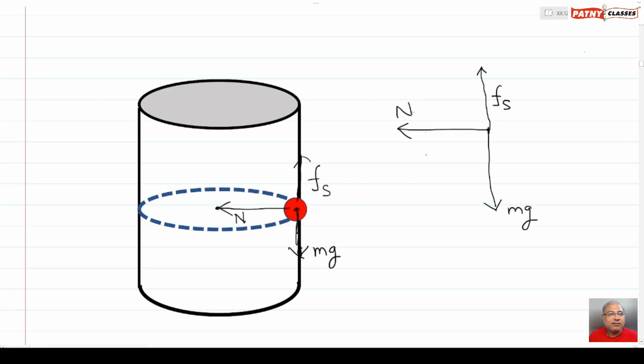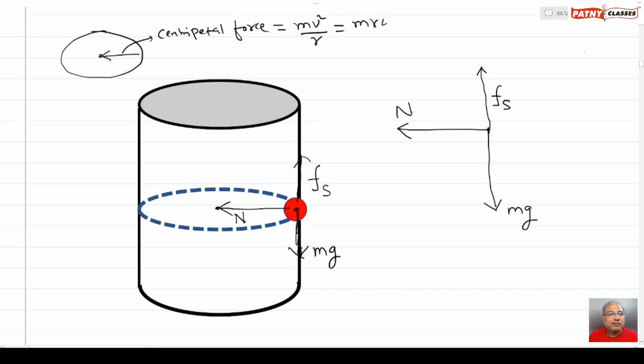The direction of the normal reaction is toward the center. And the body is performing circular motion. Whenever a body performs uniform circular motion, a force directed toward the center is called the centripetal force. And this centripetal force is equal to mv square upon r. Also it is equal to m r omega square. What is r? r is the radius of this circular path.